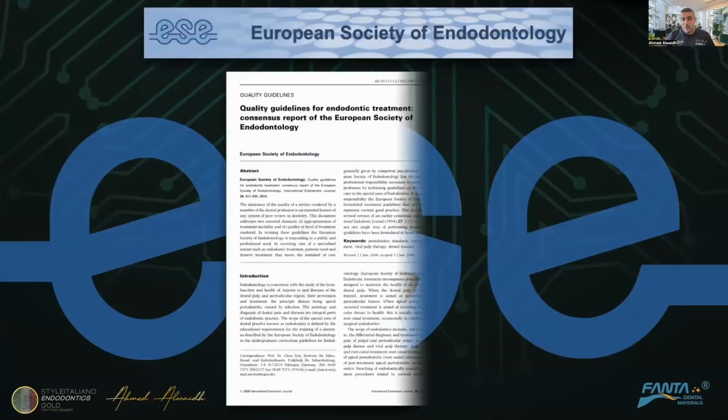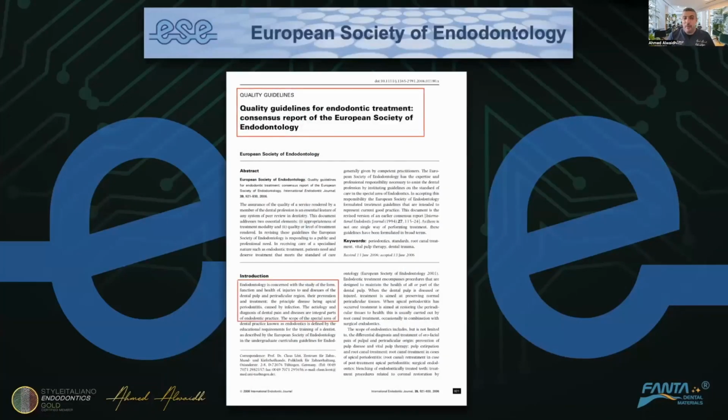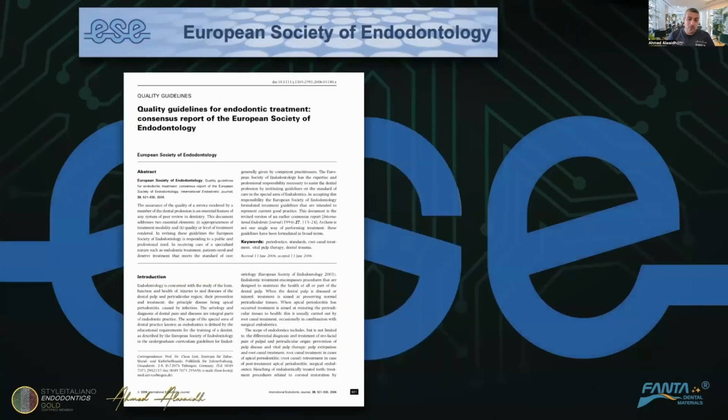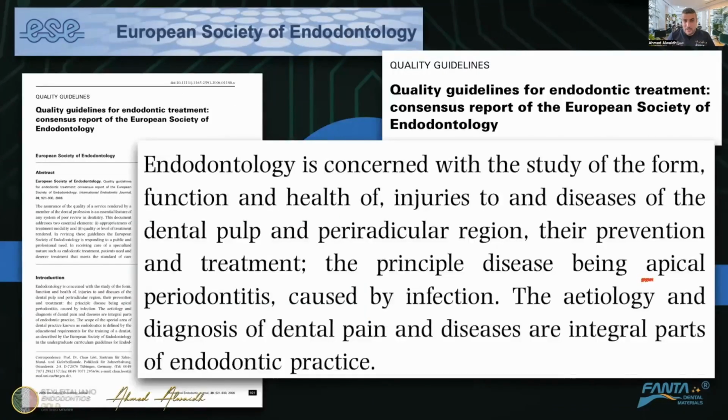According to the quality guidelines published by the European Society of Endodontology in 2006, they defined endodontology as a branch concerned with anything related to the dental pulp and periapical tissue. And the main disease we are dealing with is apical periodontitis, which is mainly caused by infection.